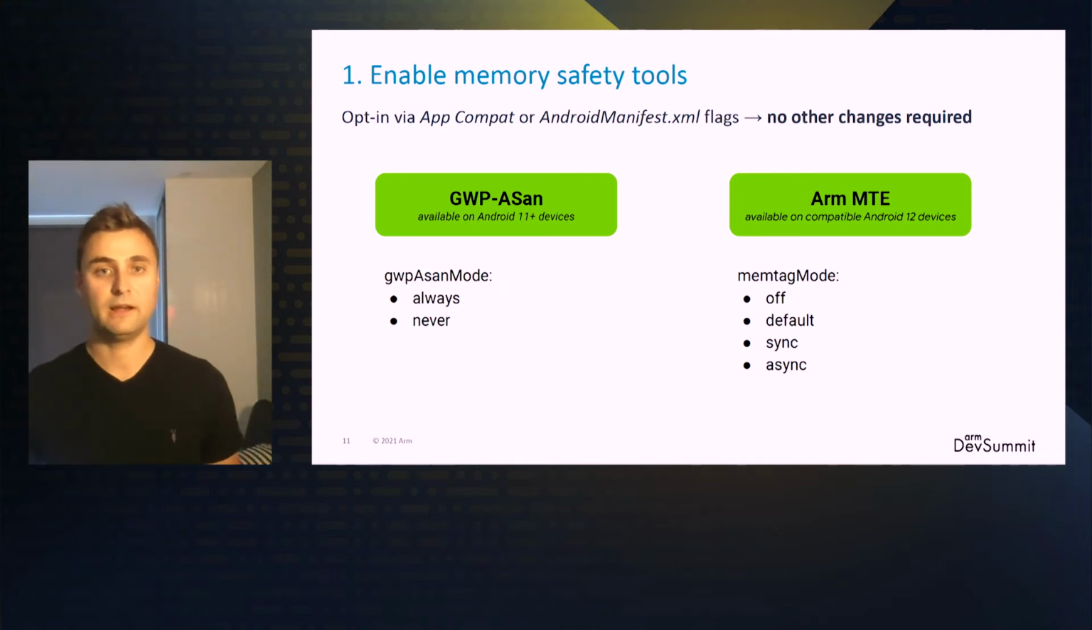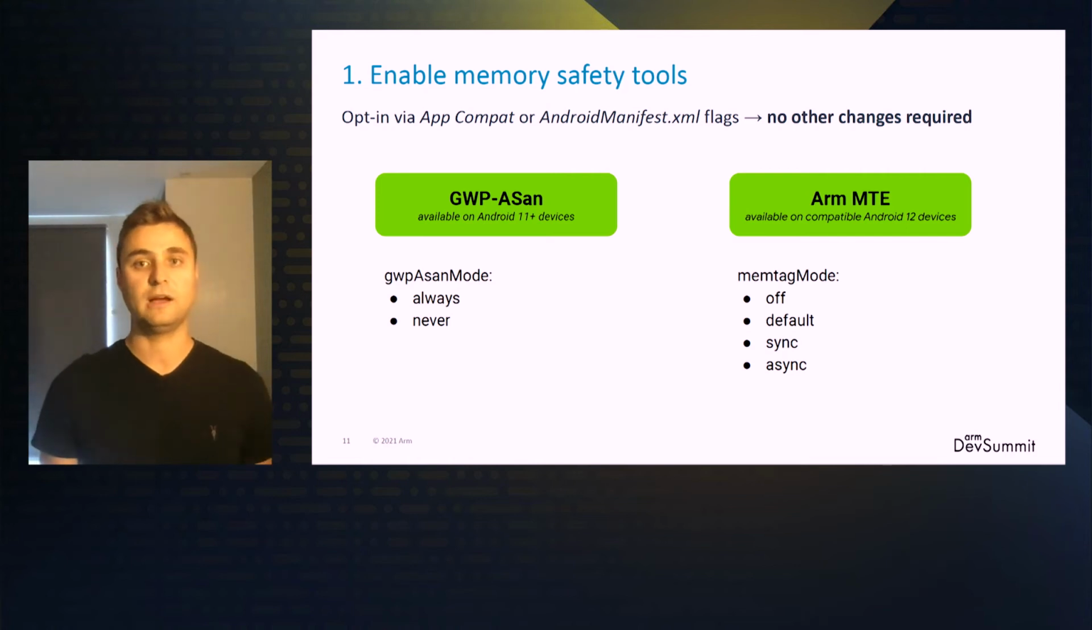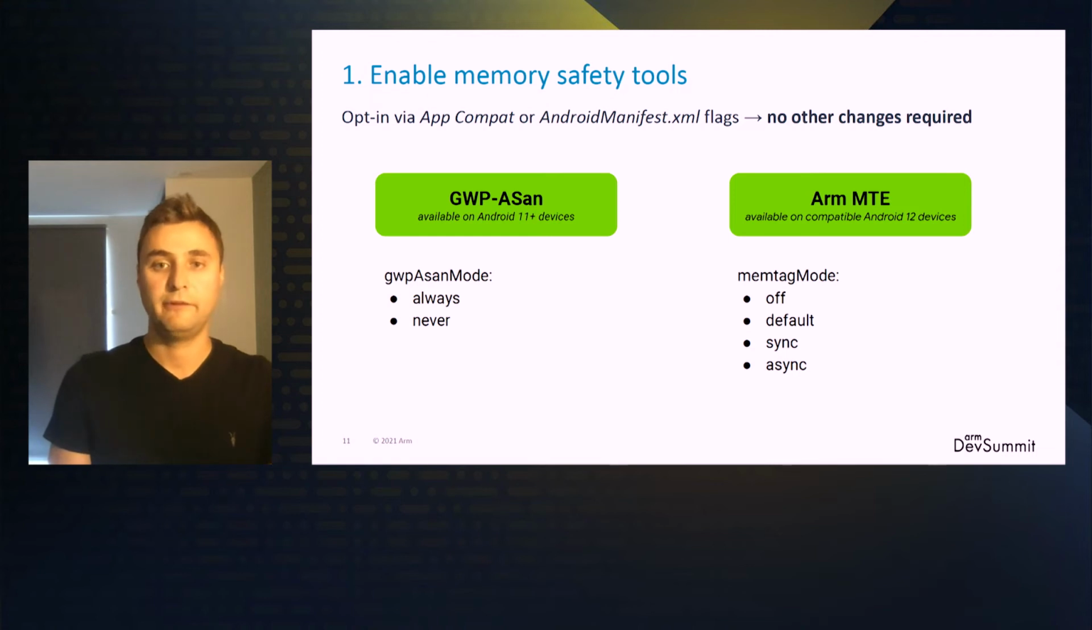GWP-ASAN has been available since Android 11, and it's available on all devices. To set GWP-ASAN, you would need to set GWP-ASAN mode to always or never. Also, as I mentioned, on Android 12 devices, we're introducing ARM MTE. So on compatible devices, if you want to use the memory safety tools, you should set memtag mode to off, default, sync, or async.